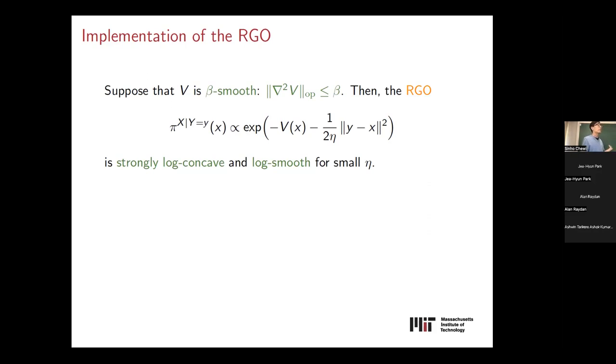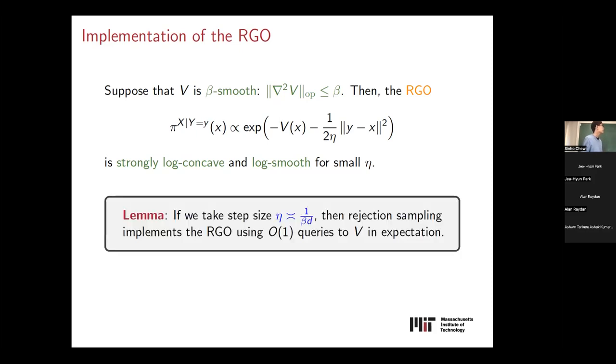There are a lot of different samplers you can use to implement the RGO. But in fact, if you choose the step size small enough, then even just a very simple rejection sampling algorithm can implement this RGO. The point of this slide is that for the rest of this talk, let's just say we can implement the RGO with some choice of step size, and let's not worry about the implementation anymore.